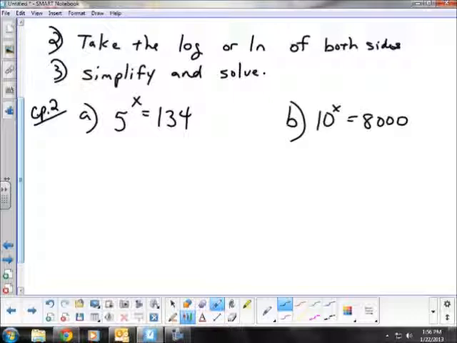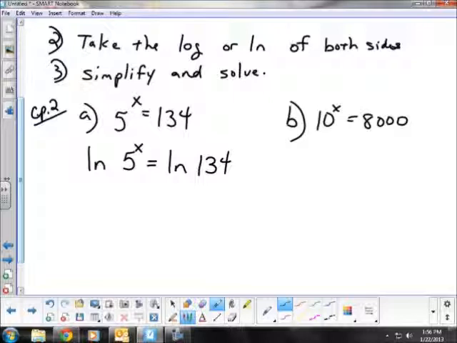Now, 5's not an e and it's not a 10. So there's no advantage. So I'm just going to take the ln of both sides. Okay, so this is the ln of 5 to the x is equal to the ln of 134. Okay, everybody see it? The ln of both sides is all I did. Now, this is where I'm going to use that property that so many of you tried to use on the test in the wrong place.